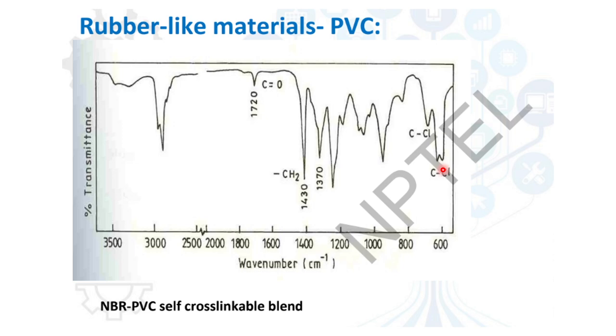Understand? Now another example. If I put one CH3 group here instead of chlorine, because of the plus I effect, it will be shifted a little bit to the left-hand direction, to a higher wave number.